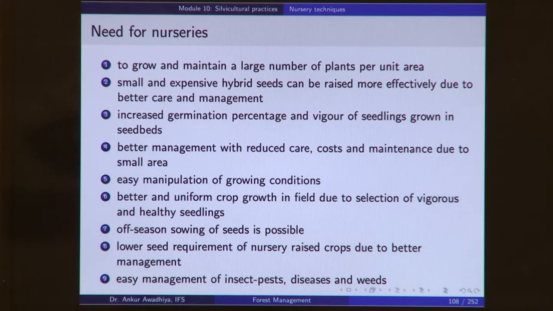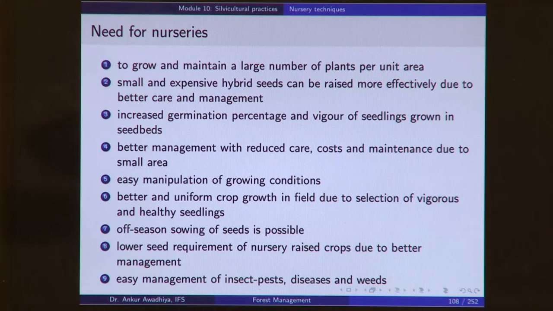As we have seen earlier, the total number of seeds depends on the number of plants that you want to plant, but it is also dependent on what is the rate of germination, what is the rate of mortality, what is the loss factor in pricking out, and so on. Now, in the case of a nursery, you have much better control over germination, mortality, and so on, because of which the seed requirement typically is lower. And easy management of insects, pests, diseases, and weeds. Because these plants are growing close together, it is very easy to apply insecticide, pesticide, weedicide onto your young seedlings.